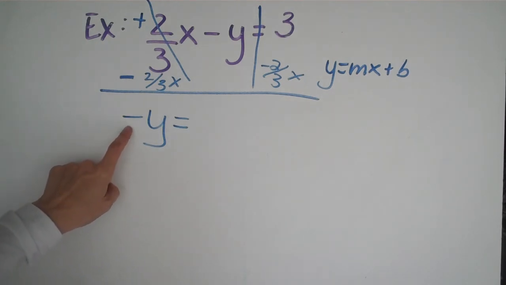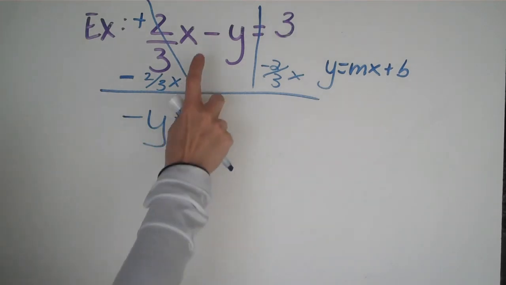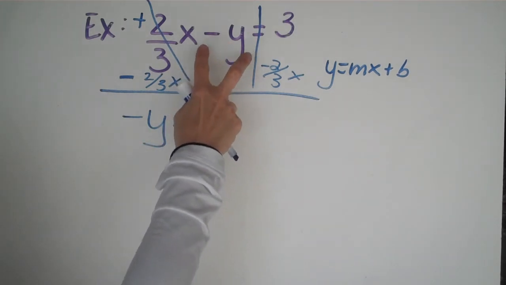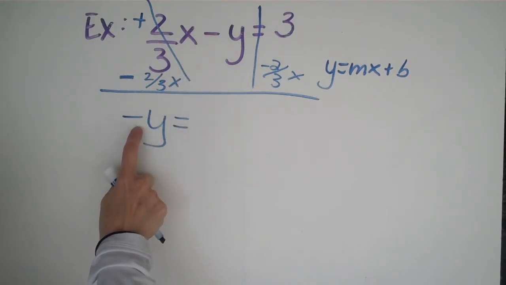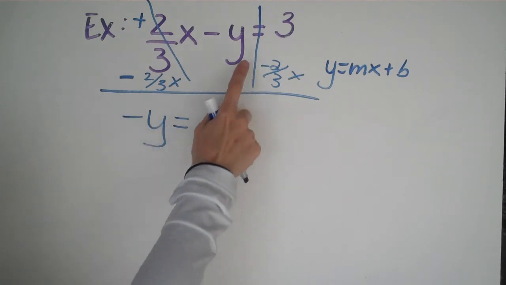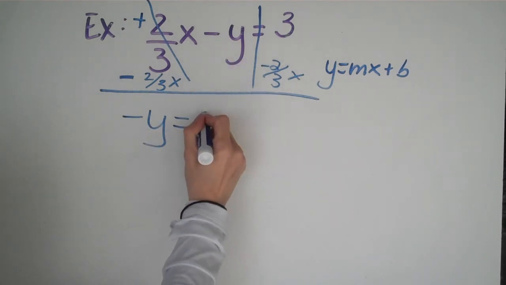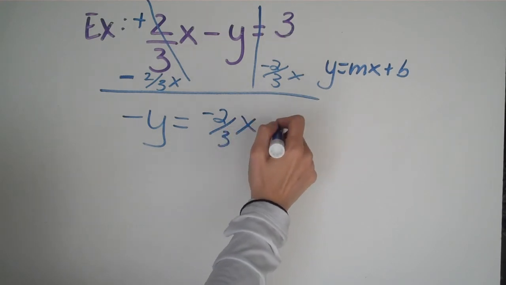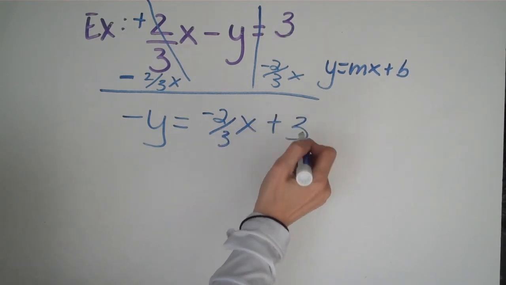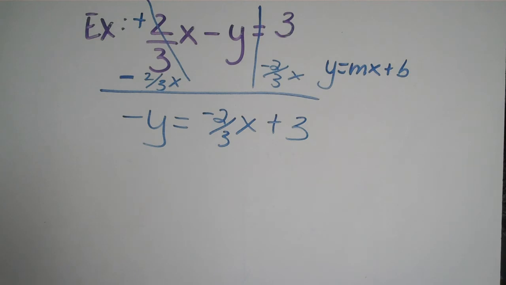That minus y is the same as adding a negative. So this becomes a negative y, okay? So if you ever see a subtraction in front of that y, when you bring it down, make sure you're bringing down that subtraction, because it does become a negative y. Okay, so negative y equals negative 2/3 x plus 3. Okay, so now what?